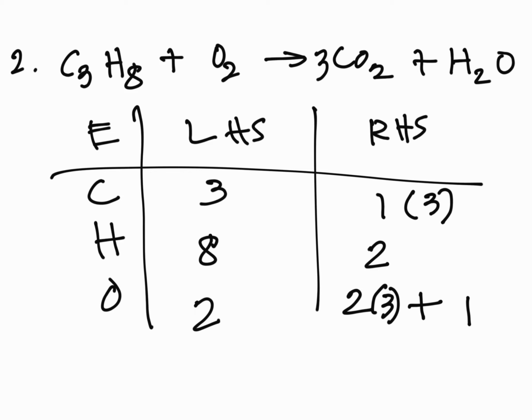Hydrogen on the left hand side is 8. On the right hand side is 2. That means we have to multiply this by 4 to make it balance. So we write 4 on this side.